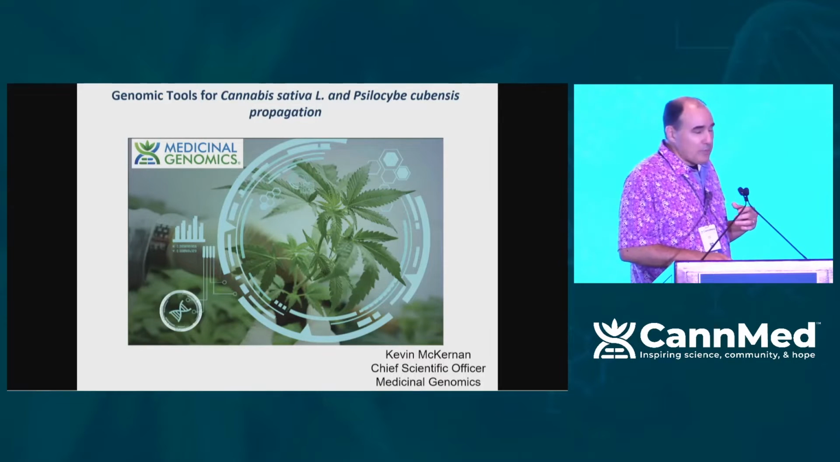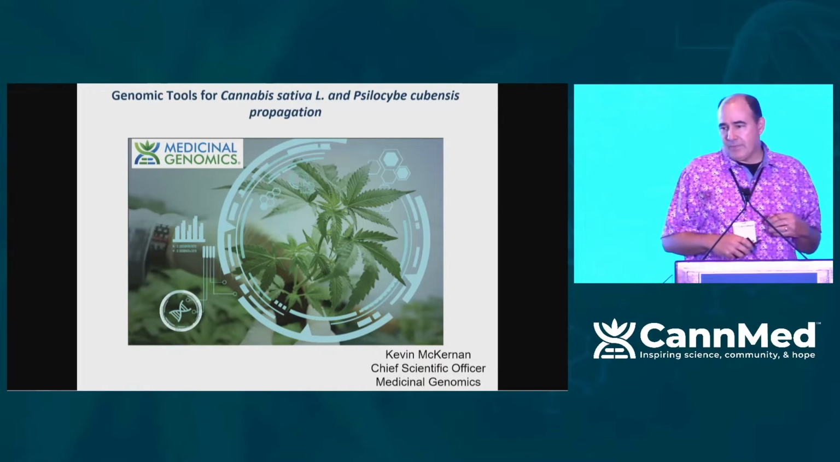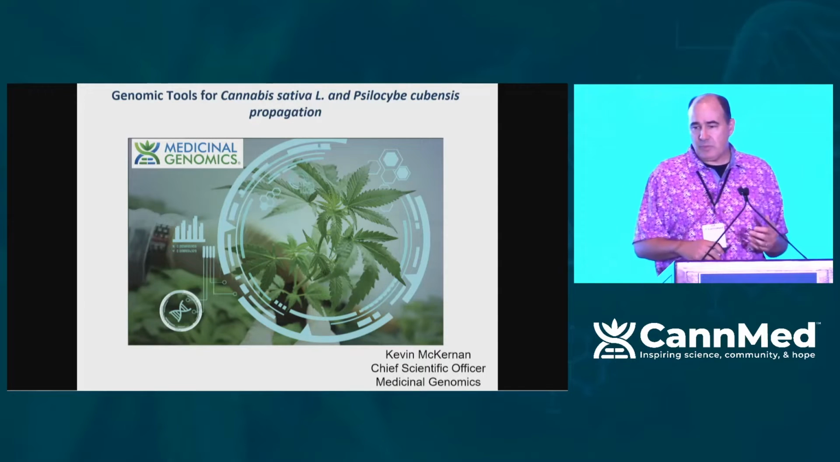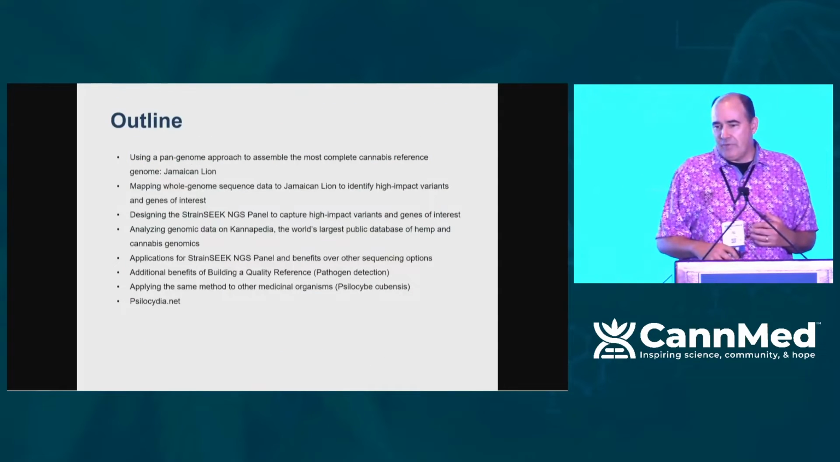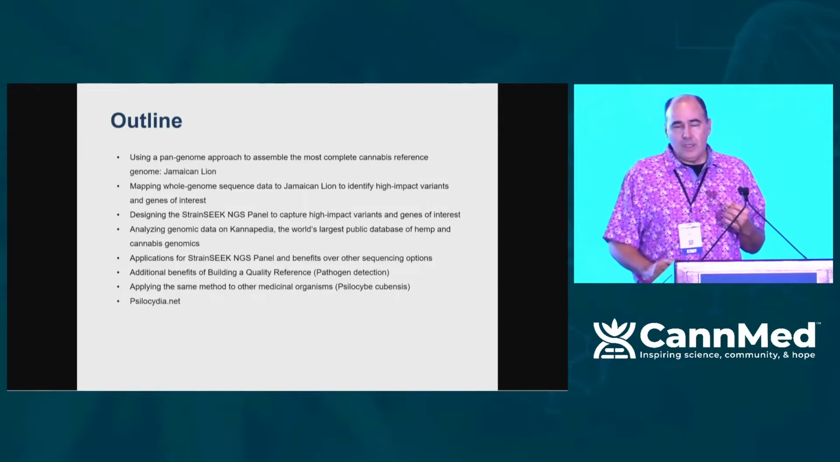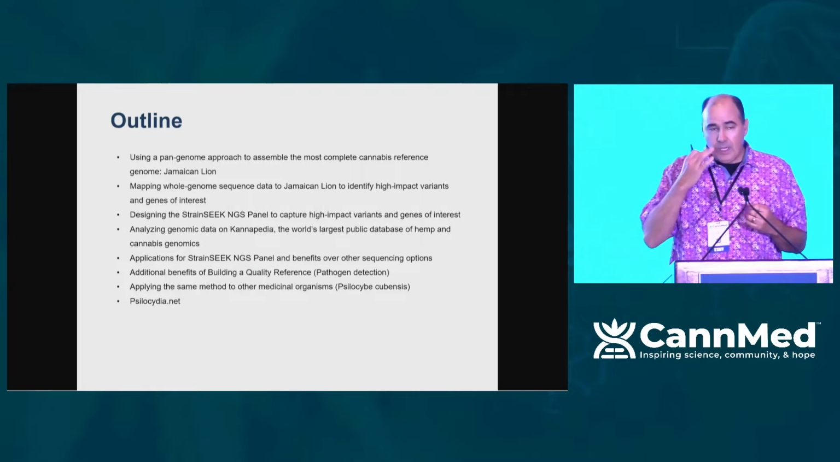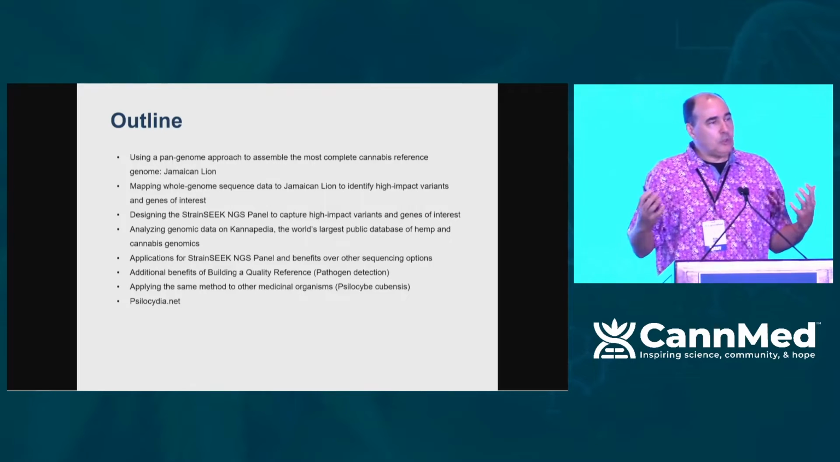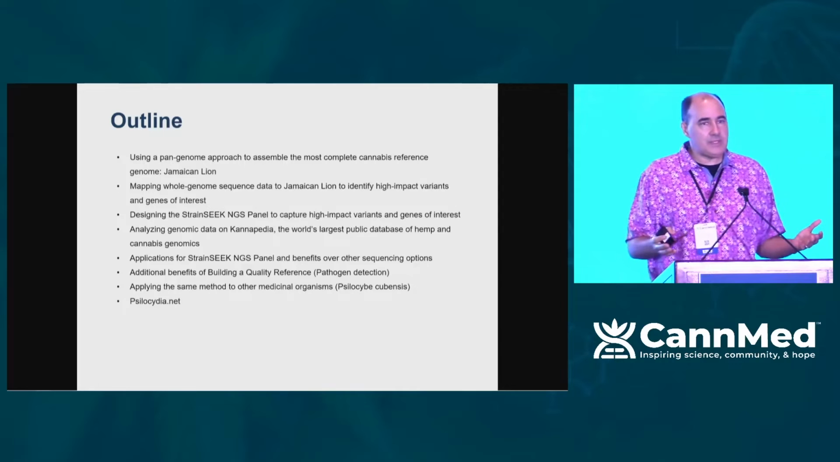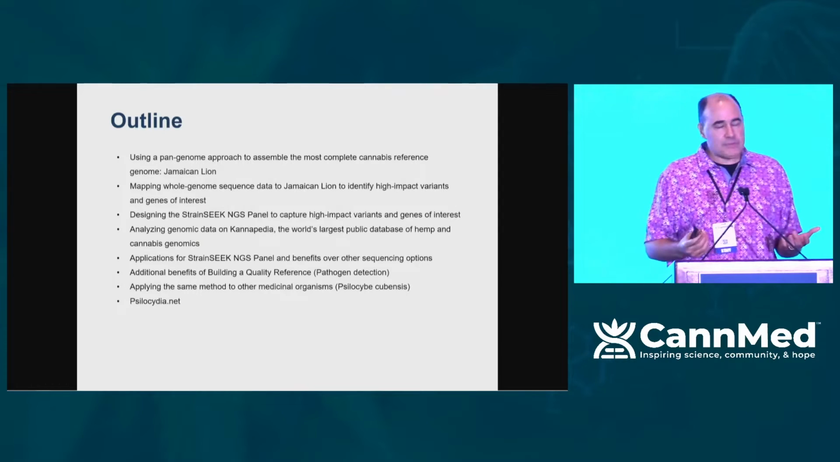So we're going to be talking about both Cannabis sativa and Psilocybe cubensis today, and some of the sequencing efforts we put forward to these. A bit of an outline here: we're looking at these pan-genome approaches as well. We are also going to be mapping more of these Illumina short sequencing reads to these pan-genomes, because you can get a lot done with these things even with short reads once you have good references.